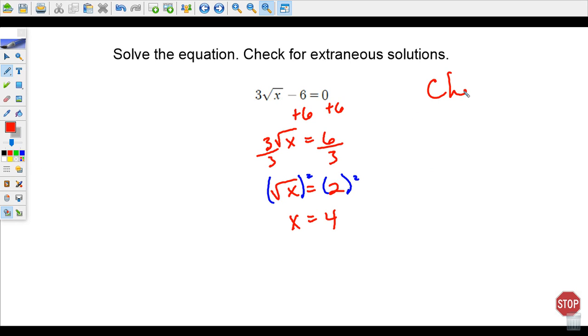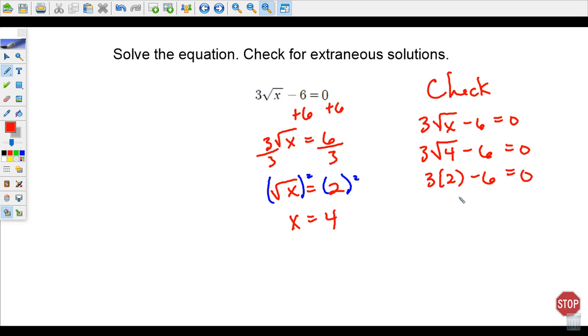Let's check. Make sure it's not extraneous. So copy my original equation: 3 times radical 4 minus 6 equals 0. Radical 4 is 2. So this is 3 times 2 minus 6 equals 0. 3 times 2 is 6. And 6 minus 6 is 0. Satisfies the equation. Our solution is x equals 4.